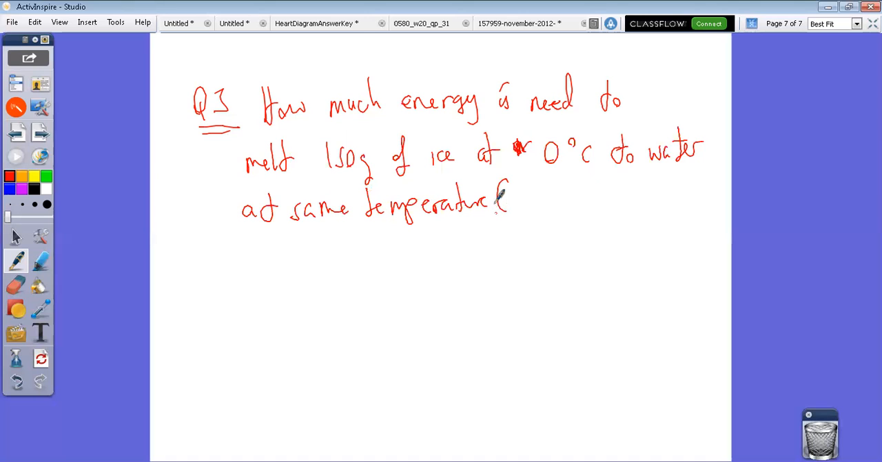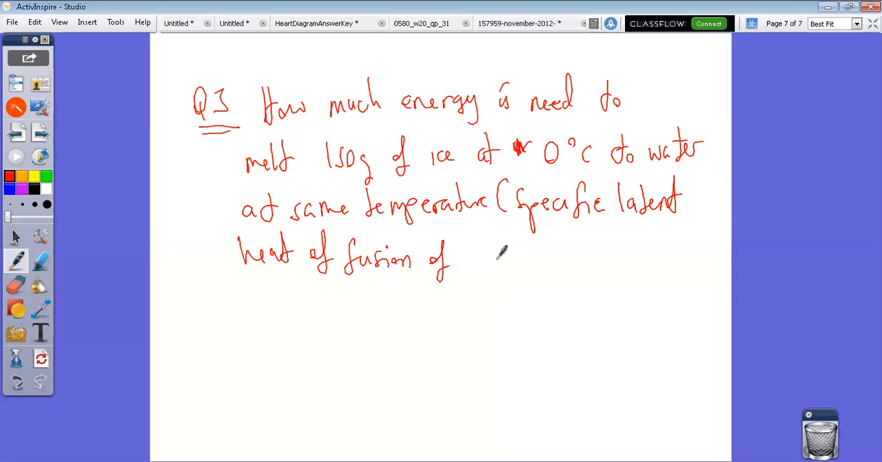Then in brackets, specific latent heat of fusion of water is equal to 334 kilojoules per kg. Okay.